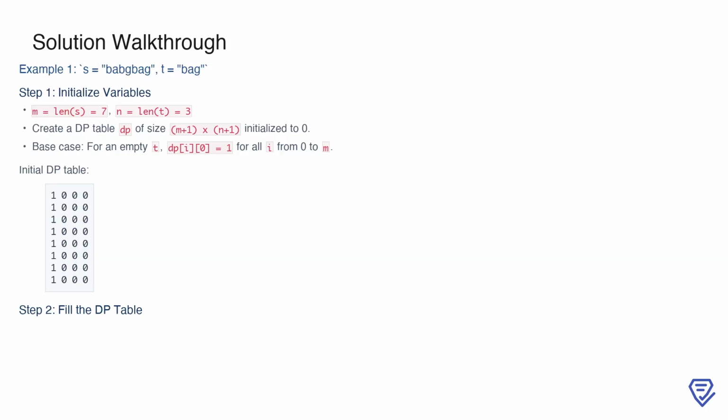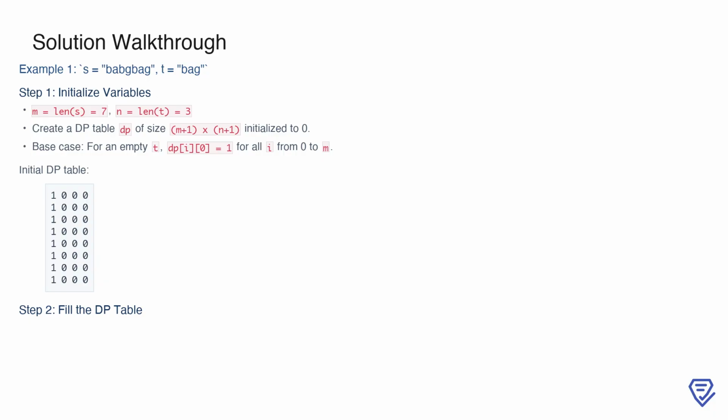To solve this problem, we start with an example where S is "babgbag" and T is "bag". The first step is to initialize our variables. The length of S, denoted as m, is 7, and the length of T, denoted as n, is 3. We then create a dynamic programming table, or DP table, of size (m+1) x (n+1), and initialize all values to 0. This table will help us track the number of ways subsequences of S match T.